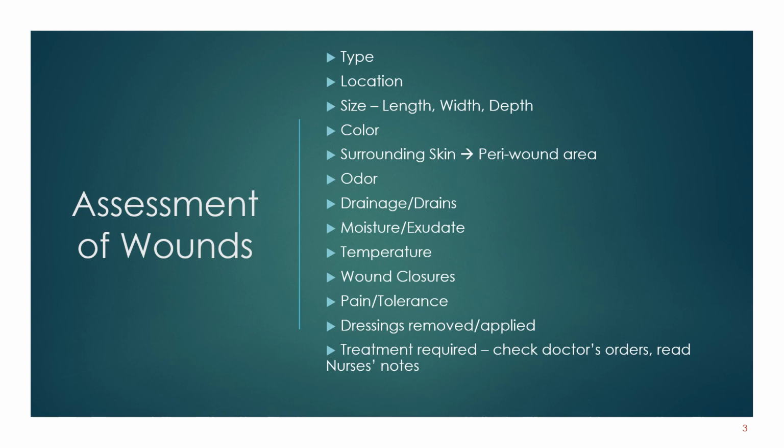We want to look at the surrounding skin. So what are the wound margins like? We want to look for any redness, any induration, meaning abnormal firmness, any undermining, the temperature of the surrounding skin, moisture, drainage, color, if there's any odor. Any redness around the skin or the surrounding skin or the peri area may indicate infection.